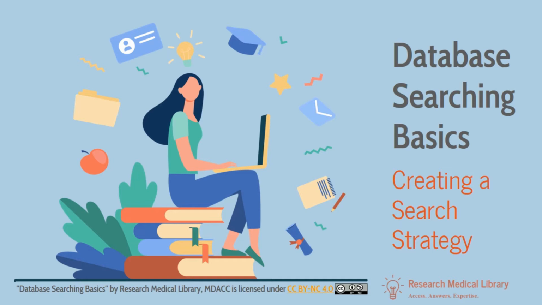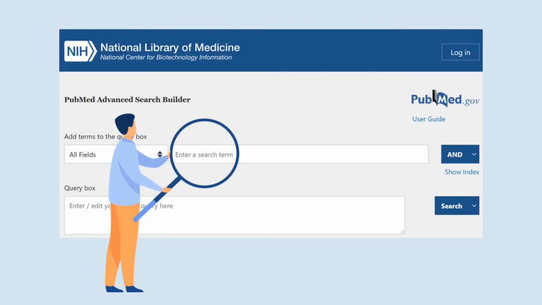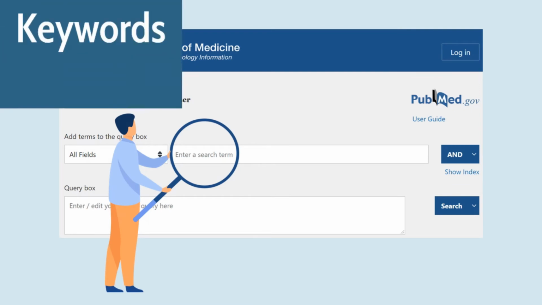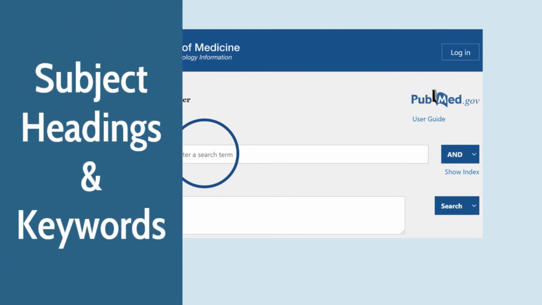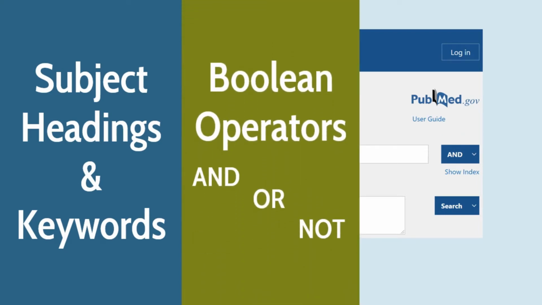Welcome to Database Searching Basics, creating a search strategy. Knowing how to create a high-quality search strategy is an important step in finding literature that will be useful for your research. In this module, you'll learn how to select appropriate subject headings and keywords to use in your search and how to combine them with Boolean operators to create a comprehensive search strategy.